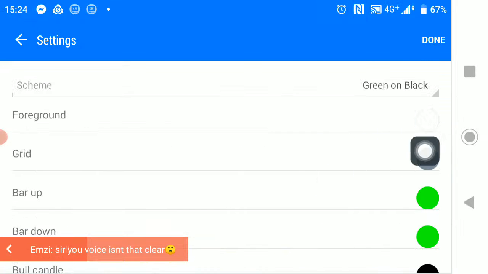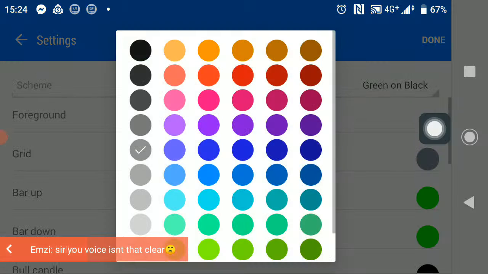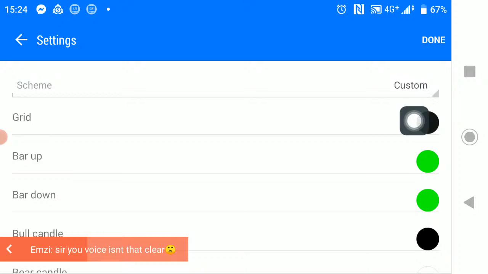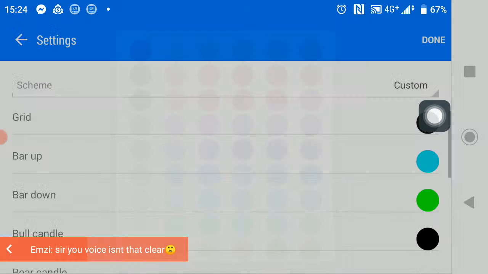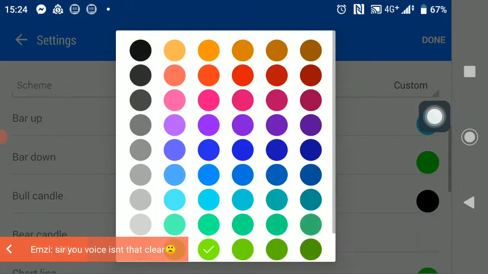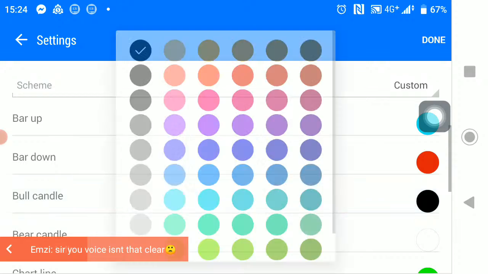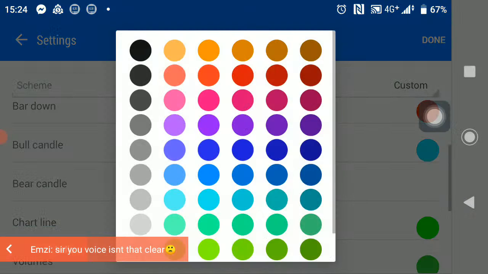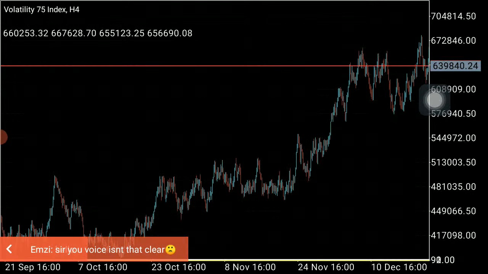One more time. We'll make our grid black. Bar up, this. We make our bar down red. Bull. And then bear red. Click done. Alright.